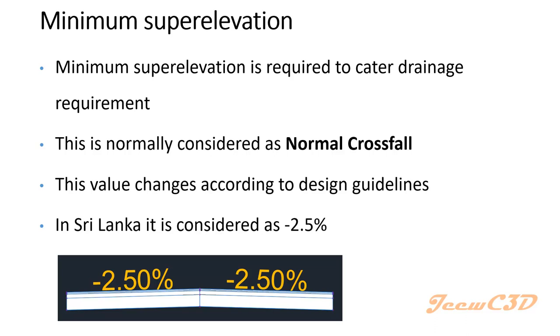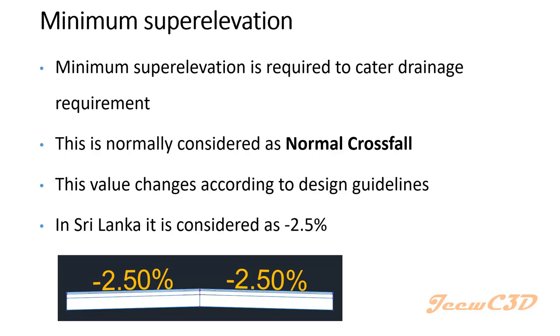When a vehicle is driving on a curve, we learned that to counteract the centrifugal force we need super elevation, but on a straight section we don't need super elevation. That means we can have a flat road, but a flat road will not drain the water out. So in a straight section especially, to drain the water from the road surface, we use an inclination to the road. We call it the normal cross fall. It is 2.5% for each direction of the road. If this is the center line of the road, it will slope down at 2.5%. That is the general practice in Sri Lanka.